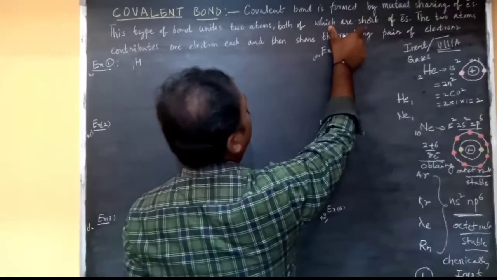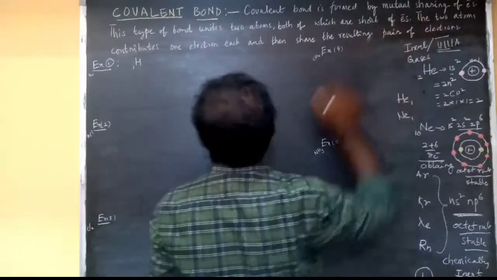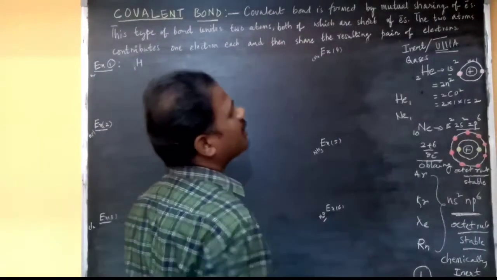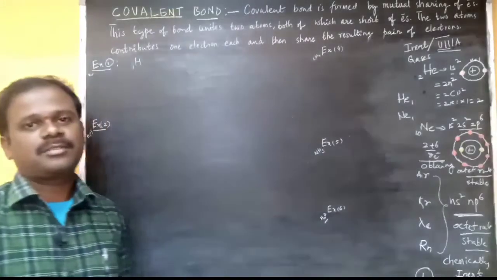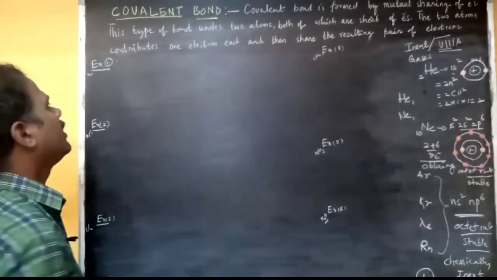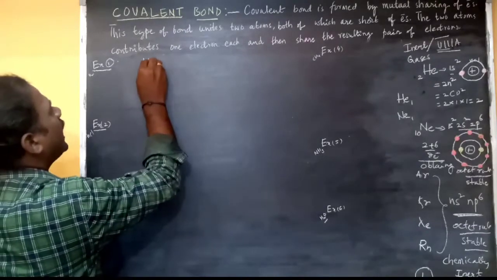Which are short of electrons. The two atoms contribute one electron each and then share the resulting pair of electrons. Okay sir, let's see how it forms. Take the hydrogen molecule. In this hydrogen molecule we have hydrogen.